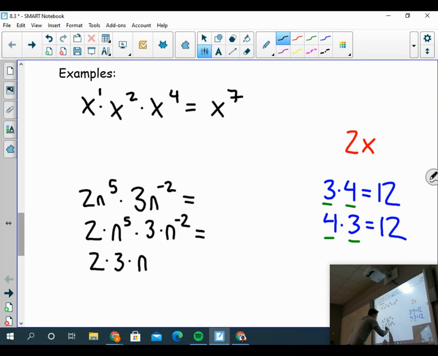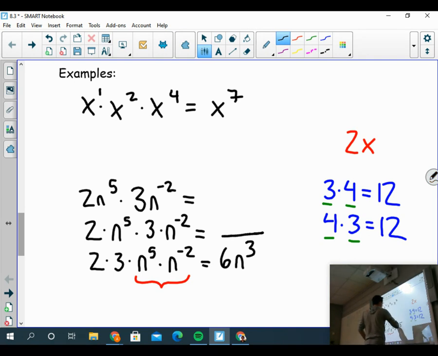and put the coefficients up front, and now I get a clearer picture of what needs to happen here. Okay? So all I've done is rewritten this using my understanding of some earlier math concepts. And when I do this, I quickly notice that 2 times 3 is going to be 6. I know that. And here with the n's, we have two like bases multiplied together. So I add the exponents, and I end up with n to the 3rd.